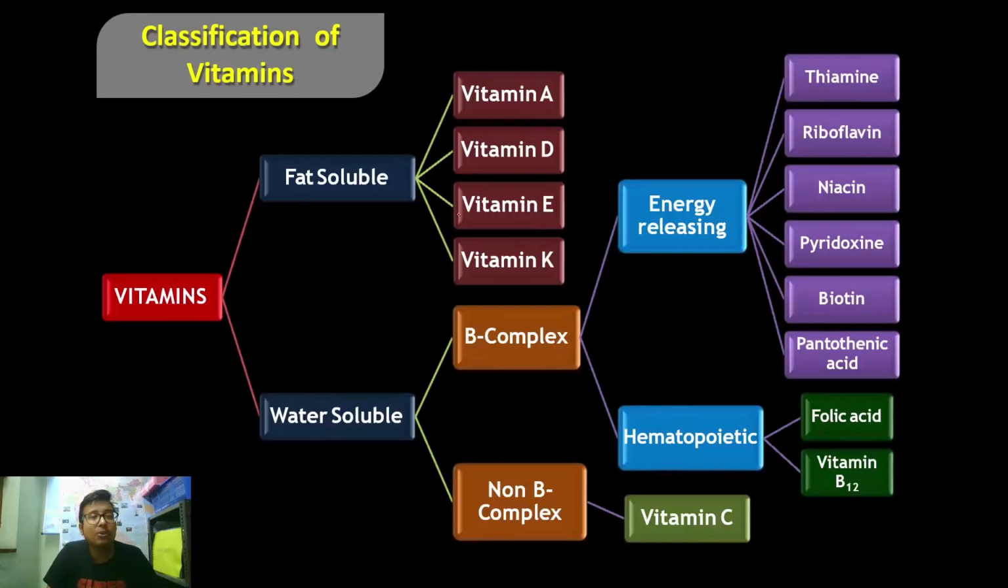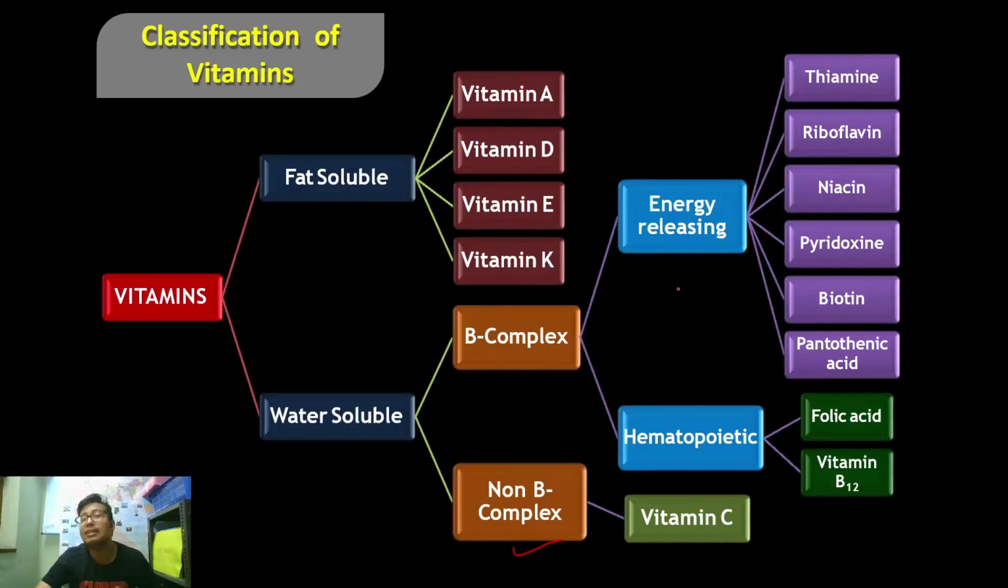So, if we loosely classify vitamins, how do they look? You already know from your plus 2, not only plus 2, from your nutrition days, I think from class 6 or 7, right, that vitamins are fat soluble and water soluble. Fat soluble are A, D, E, K, and water soluble are vitamin B and C. B is actually a lot of vitamins taken together. So, vitamin B complex and vitamin C; the non-B-complex water soluble vitamin means vitamin C.